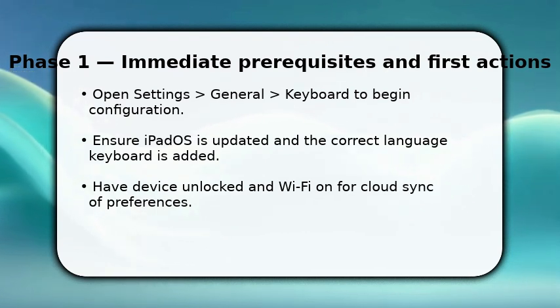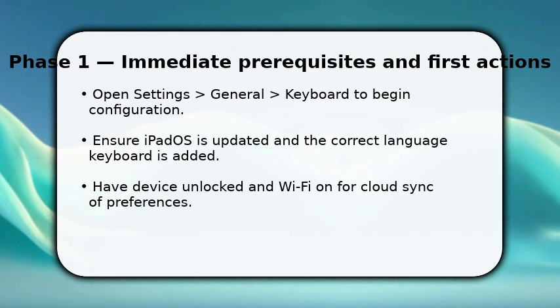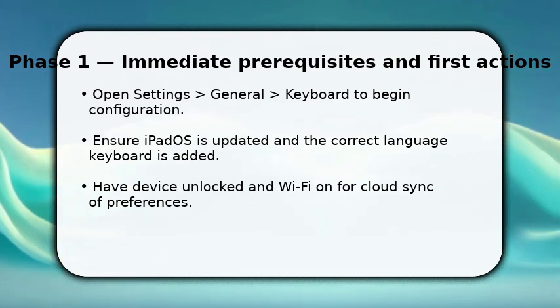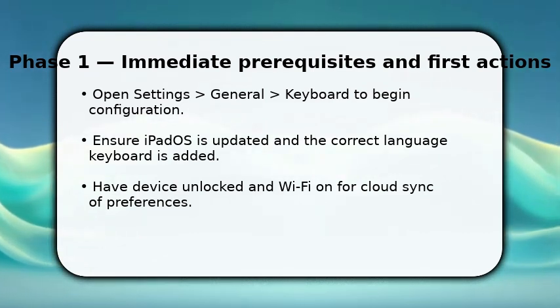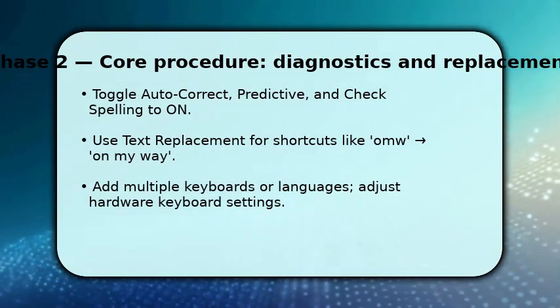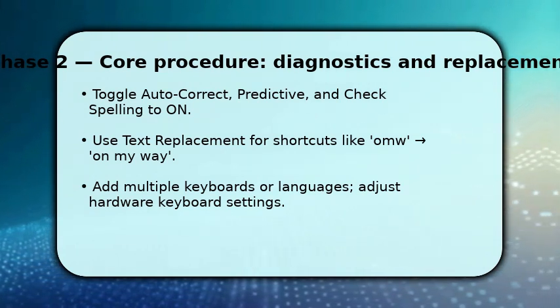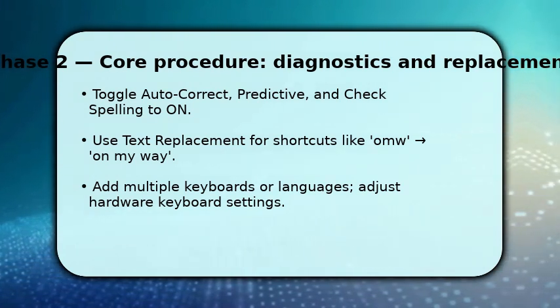Don't linger on basics. Enable the main toggles so corrections can begin immediately, and prepare to customize replacements in the next step. Next, enable autocorrect and predictive typing so the keyboard suggests words as you type. This improves speed and accuracy. Then tap text replacement to add shortcuts. Create a few high-value entries like email or address expansions.